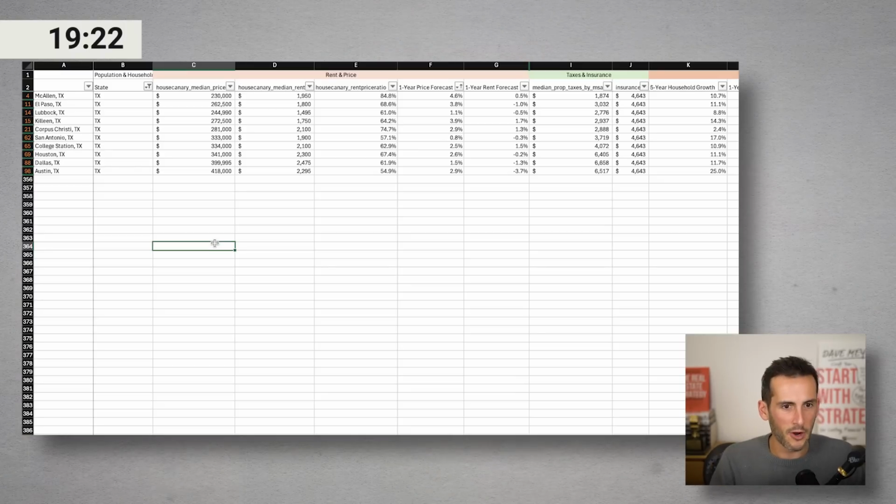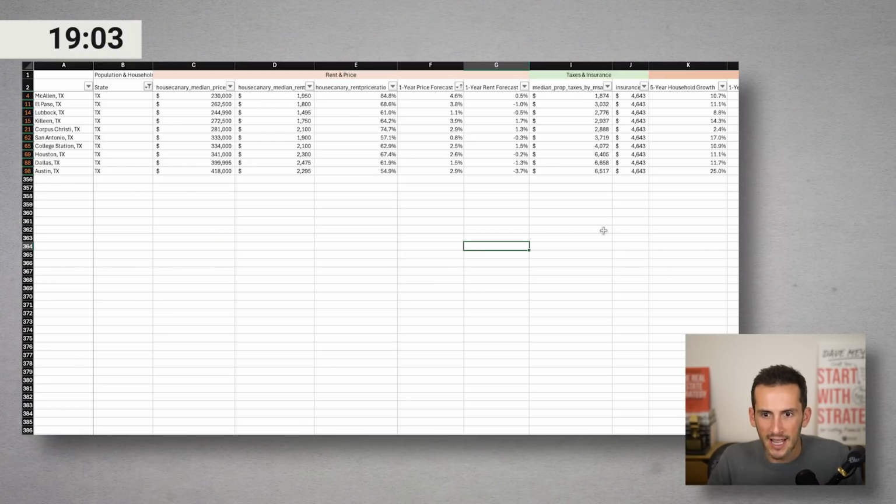Now, when I look for markets, there are three things that I usually look for first. I want to see population and household growth because that is a good, strong signal of demand in that market. I also want to see good economic growth, and I want to see a decent rent to price ratio, which is a proxy for cash flow. So first things first, I'm going to look for population and household growth.